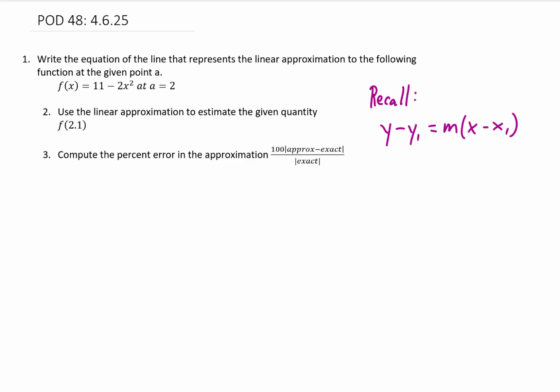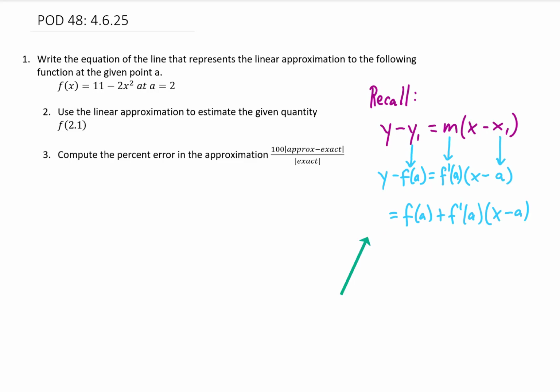Well, in this section, we're going to call the x value of this point a. We're going to call the y value of this point f of a. And we're going to call the slope of this line at that x value f prime of a. Now adding f of a to both sides of this equation, and instead of just calling this a tangent line, we're going to call it a linearization now. So I'm going to replace this y with an L of x. And this here is the formula for linearization that you should see in your textbook.